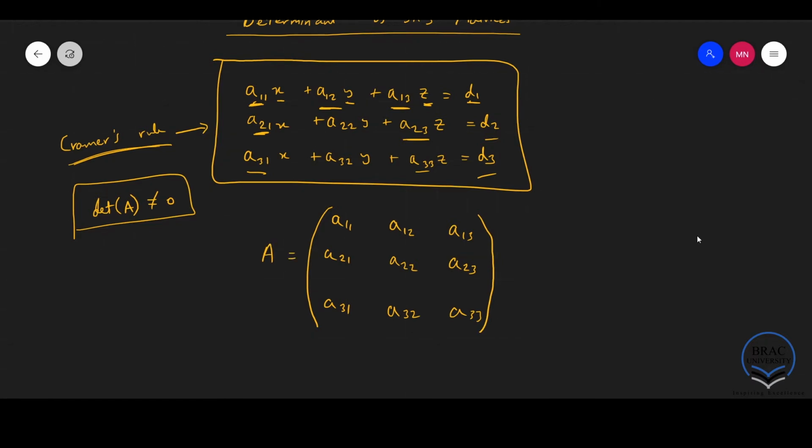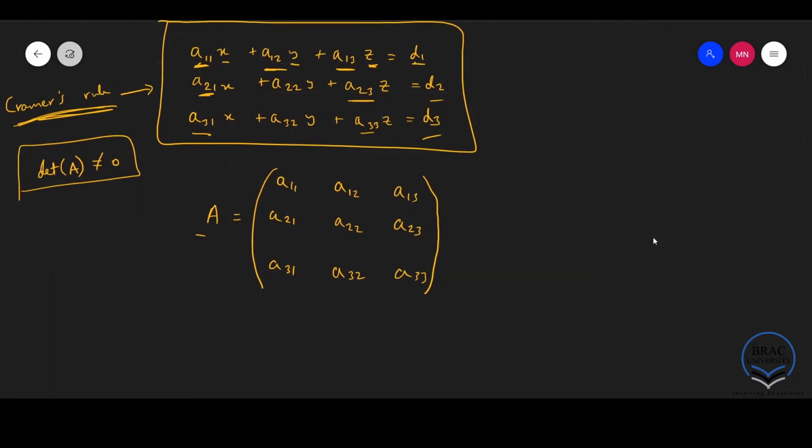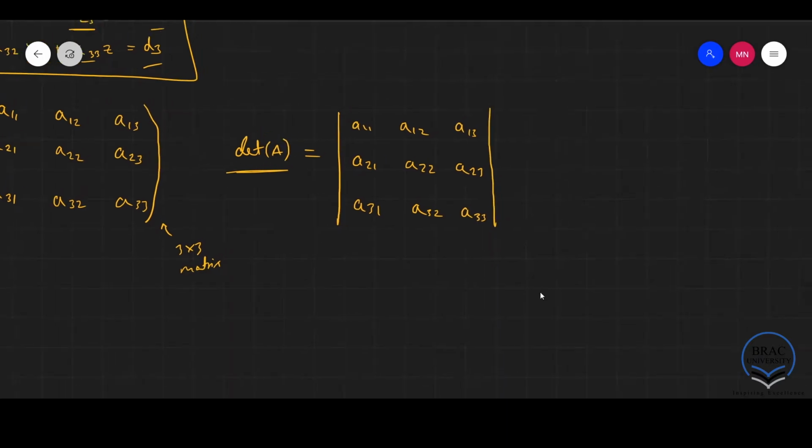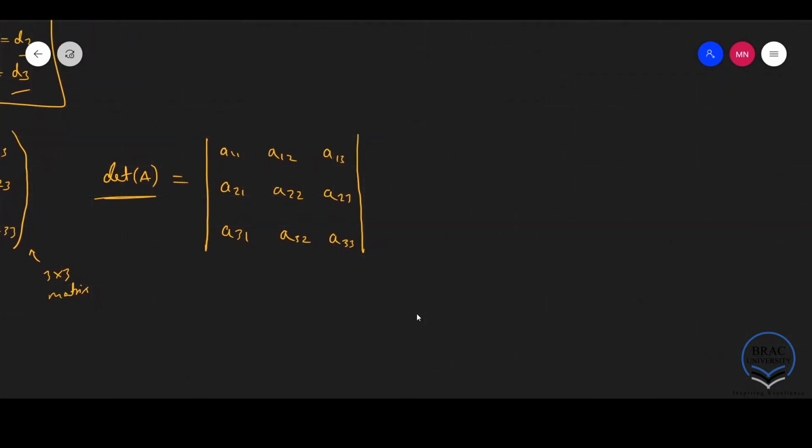Now, if I were to apply Cramer's rule, then I would have to consider the determinant of this matrix A, right? So we have the determinant of this 3 by 3 matrix. Now, how can we evaluate such a determinant? We know how to evaluate the determinant of a 2 by 2 matrix, but what about this case?